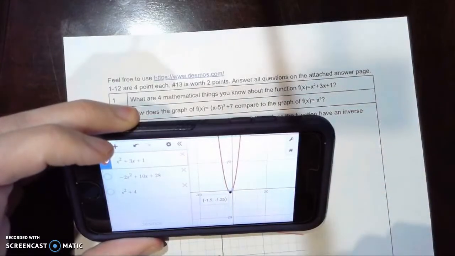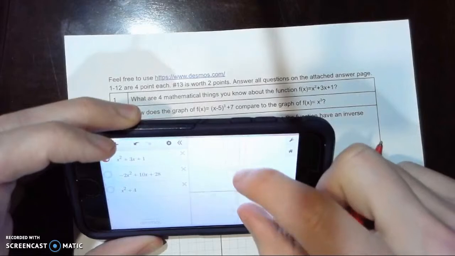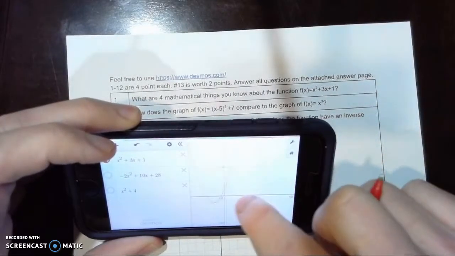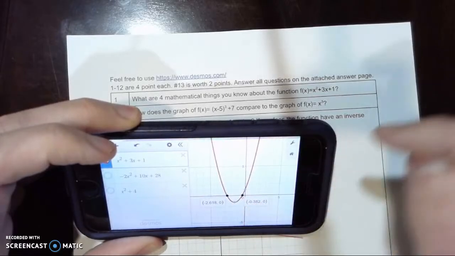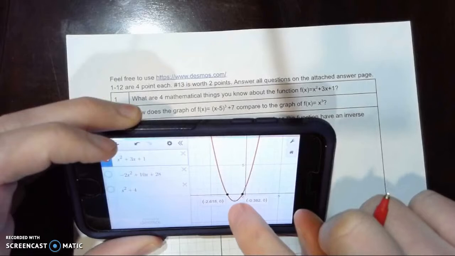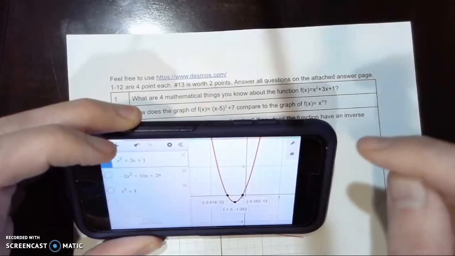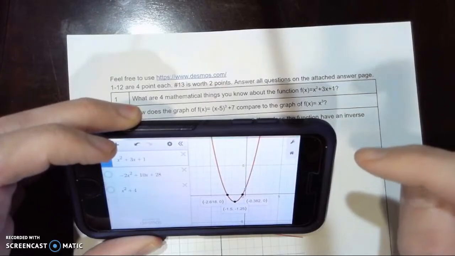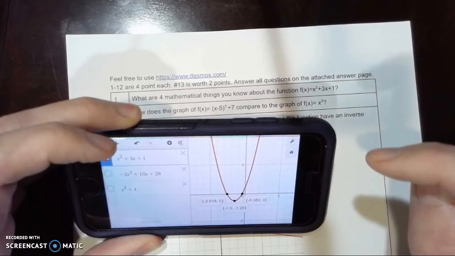I know it has a vertex at negative 1.5, negative 1.25. I could zoom in and find the zeros at negative 2.618 and negative 0.382. I know that it has an axis of symmetry at x equals negative 1.5. I know that its domain is minus infinity to infinity. I know that its range is negative 1.25 to infinity.